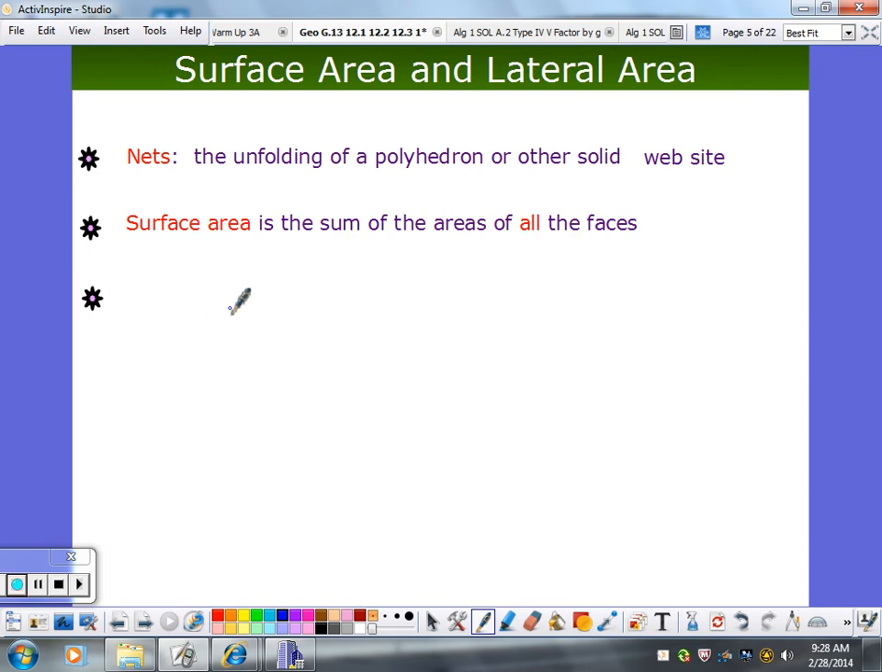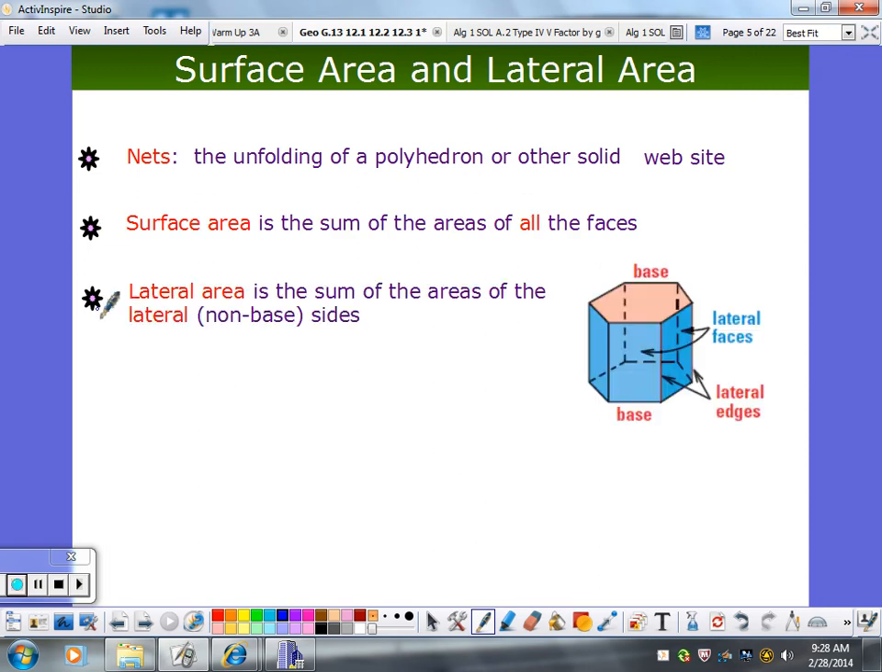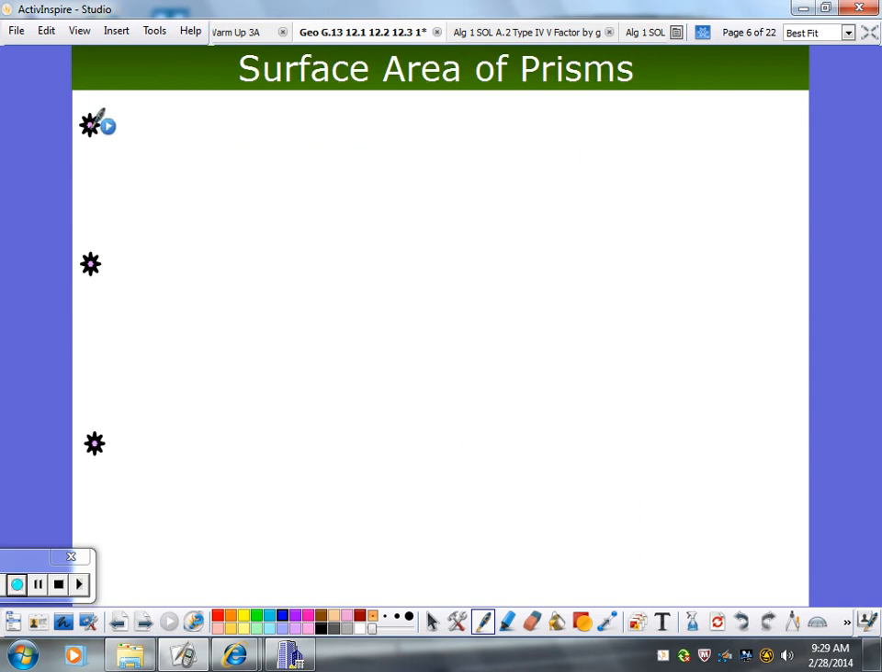It's the sum of the areas of all the different faces. Lateral area is just the sides. Lateral means side. So it's the sum of the sides without the bases. A toilet paper roll's a bad example because it's not a polyhedron, but pretend it was. If you just wanted to wrap the sides, it doesn't have bases, whereas the soup can has the bases. So lateral is without the bases. So how do you do it?